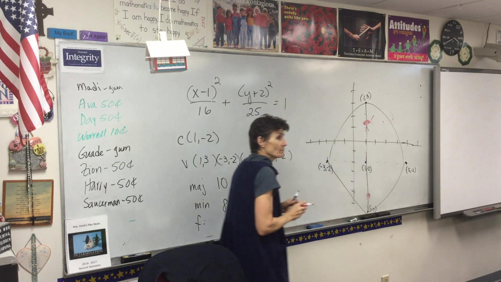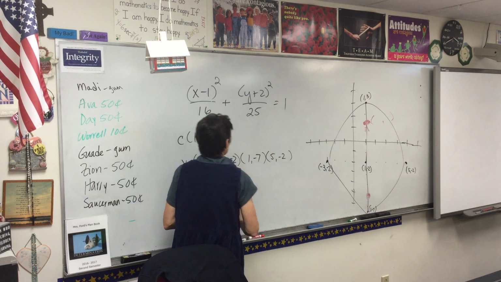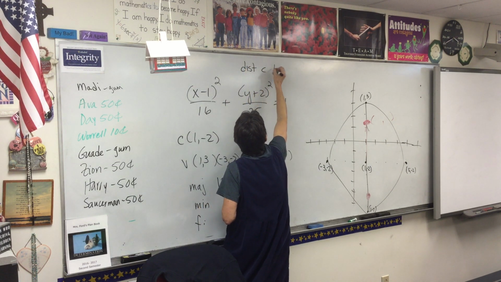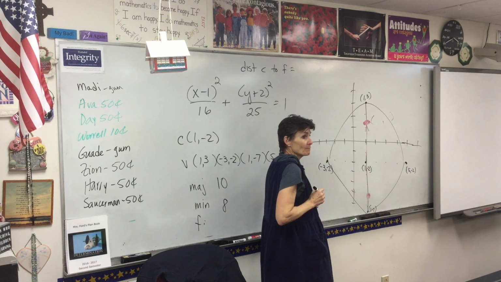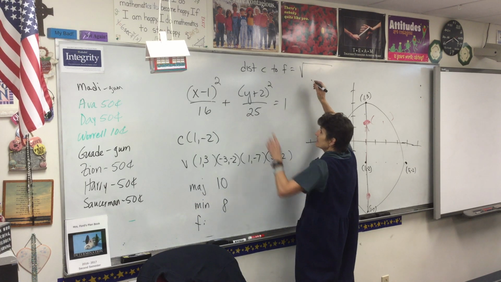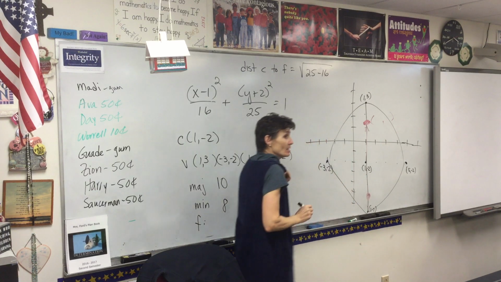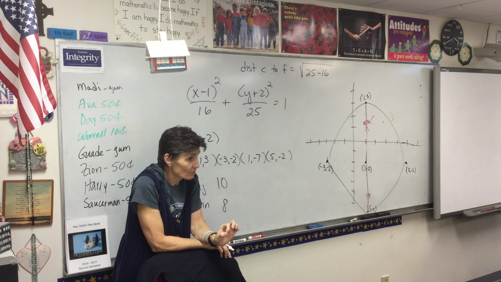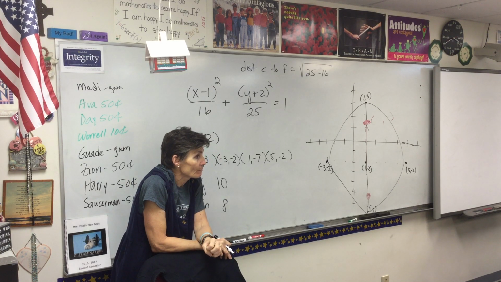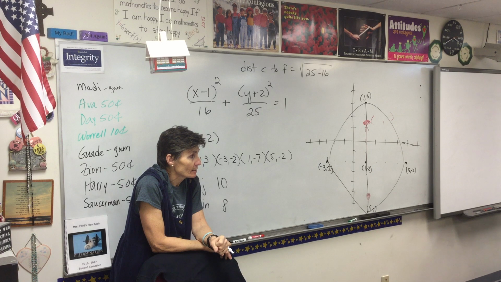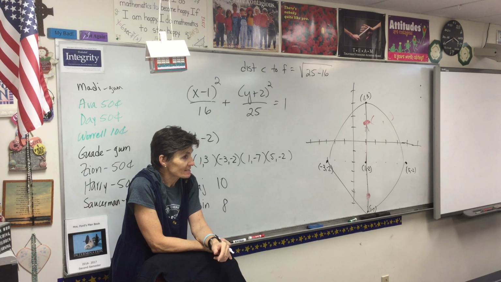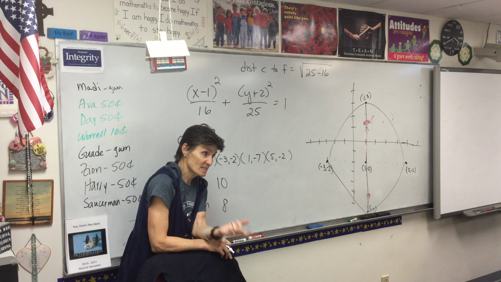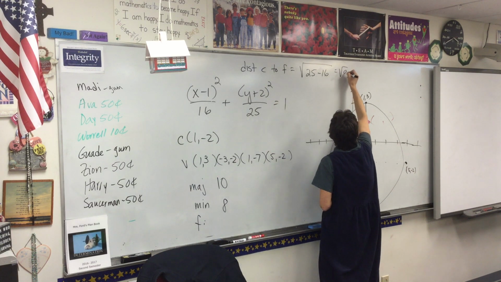I can tell you exactly what this red point is if I know how far I have to go up. So to find that distance from the center to the focus, to find this red arrow right here, anybody remember what we do from yesterday? It's a square root, and it's 25 minus 16. So we subtract our denominators and take the square root. Big denominator minus little denominator. We don't want any negatives. So it's 25 minus 16, which is 9, and the square root of 9 is 3.